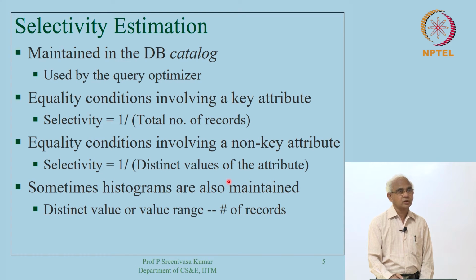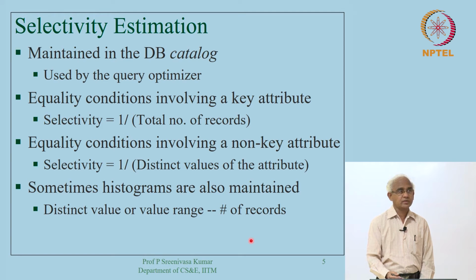Sometimes the database systems also maintain a histogram. A histogram will have on the horizontal axis either a distinct value of the attribute or a range of values, and on the vertical axis it will have the number of records that have that particular value, or that exist within that value range.